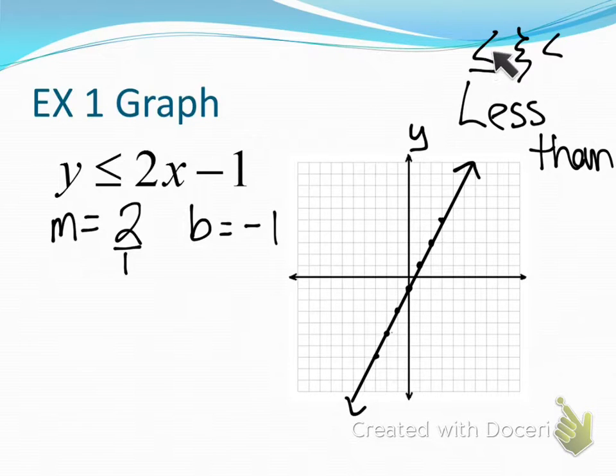See how the symbol kind of makes an L? If you kind of look at it with your head tilted, right? This kind of looks like a tilted L, less than L. Okay, the other ones would be greater than. So if it's less than, we shade below the line. Below the line meaning down in this area here. So this whole side below the line gets shaded in.